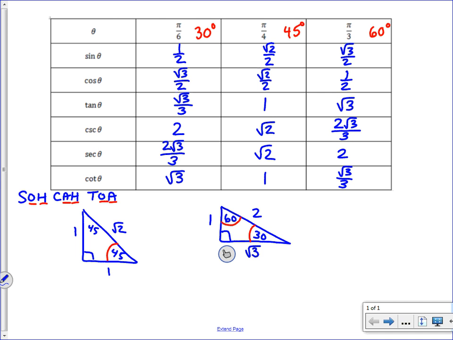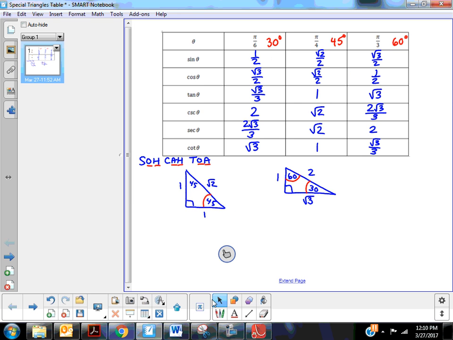And I've filled in my table. So really we're just talking about finding sine, cosine, and tangent using SOHCAHTOA from two triangles that you're supposed to have memorized so that you can always set up the ratios with the easiest possible numbers and then set up the sine, cos, and tan. The other three are just the flipped upside down versions of those. That's all.